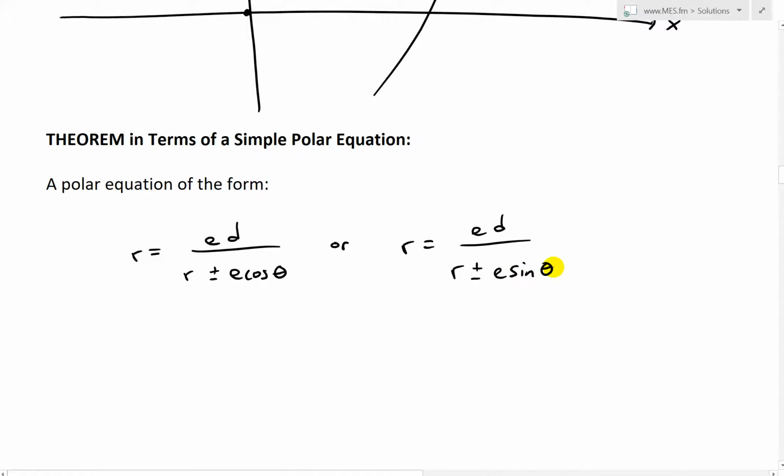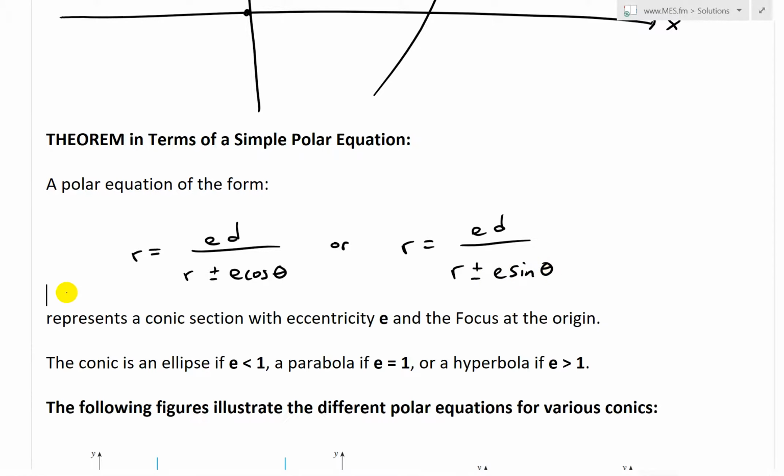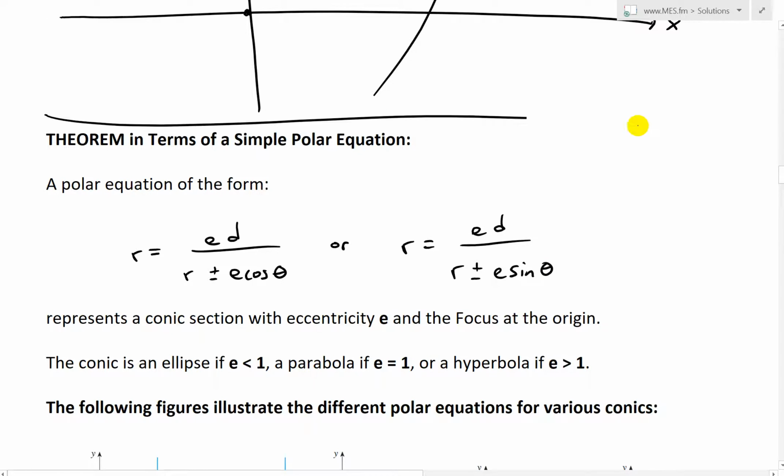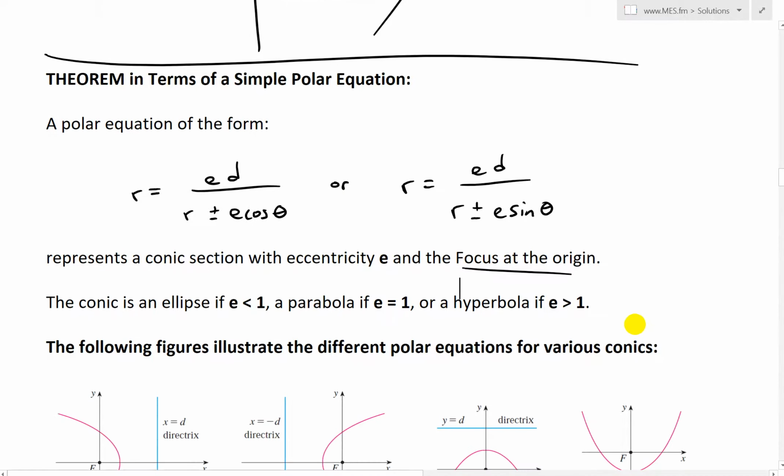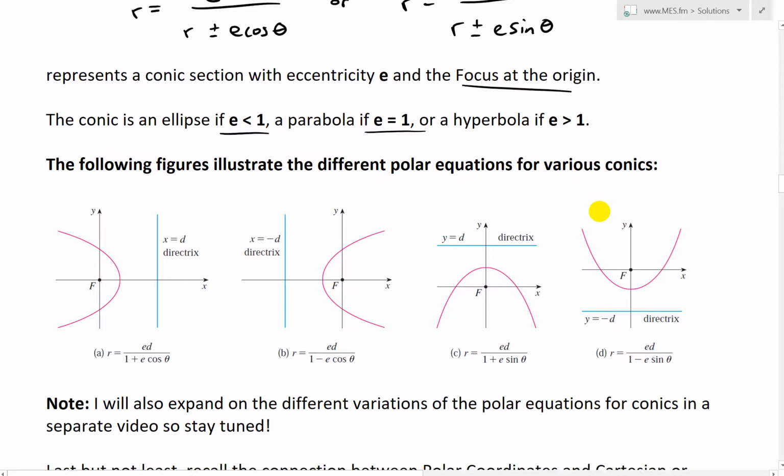So if it's any form like this, then this represents a conic section with eccentricity e and the focus at the origin. So when we place it at the origin, it becomes like that, and we can do the angles and polar equations. The conic is an ellipse if e is less than 1, a parabola if e equals 1, and a hyperbola if e is greater than 1.